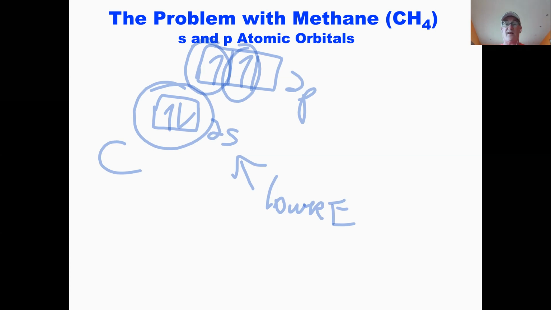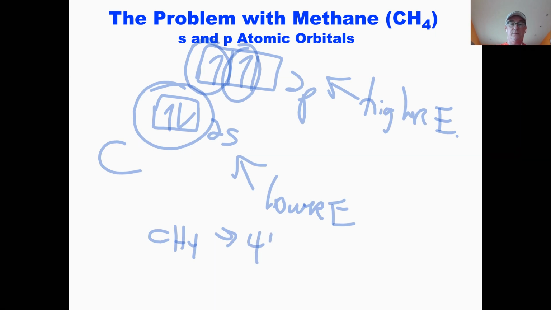So what we have here are 2 electrons with lower energy and 2 electrons with a higher energy. But when we form methane, we have 4 bonds, and they're all identical. They're the same length, they have the same angle, they're the same in every way. Well, that can't be, because we should have 2 bonds with a higher energy and 2 bonds with a lower energy, but we don't see that.